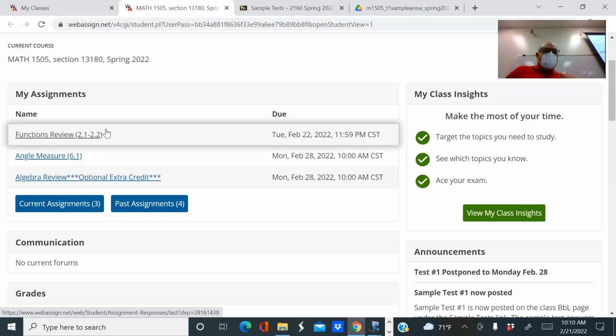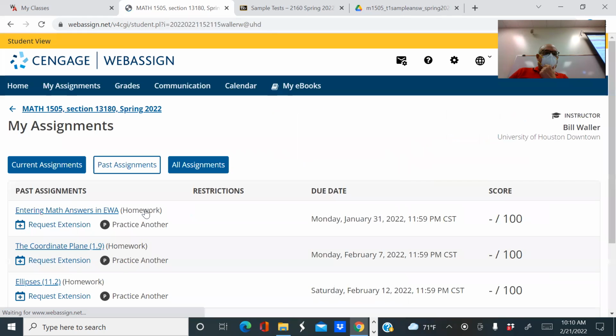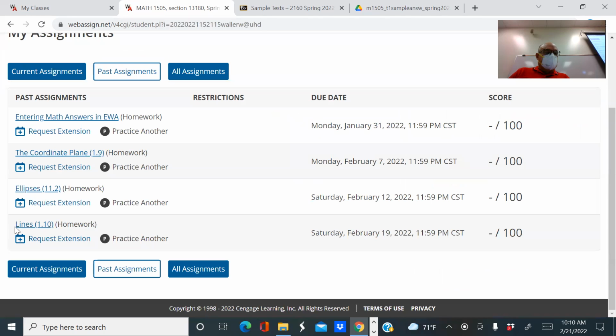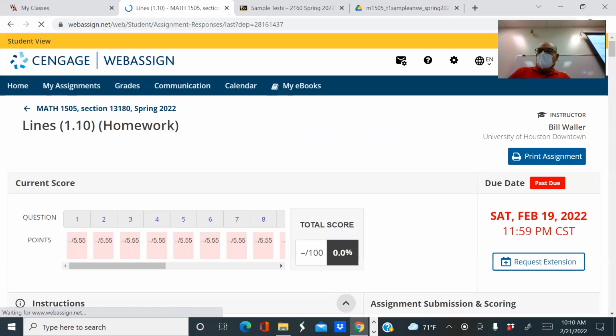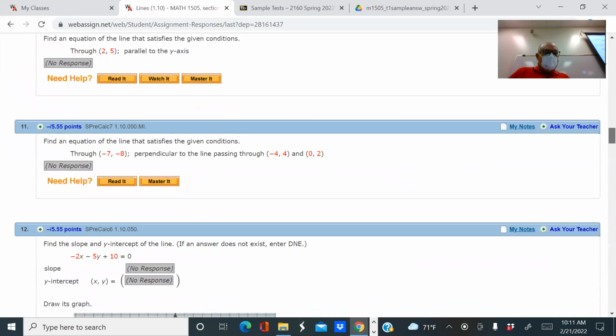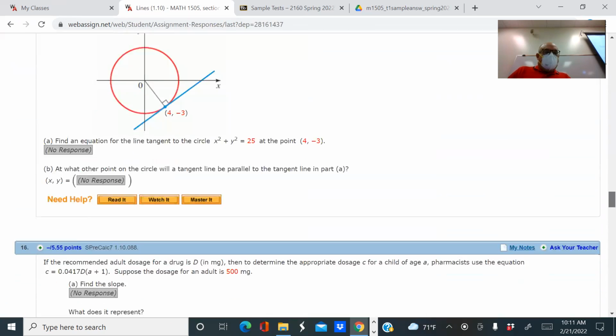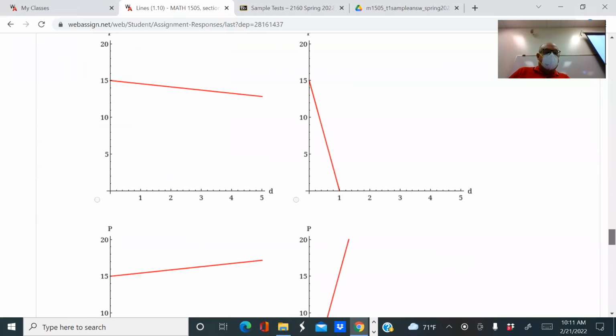Okay, let's see. I wanted to go back to the lines assignment, which was due on Saturday, because there were a couple of things that kept coming up, and so I wanted to make sure I answered them. So here's that homework. One of them was trivial. It was this last question on the water pressure.